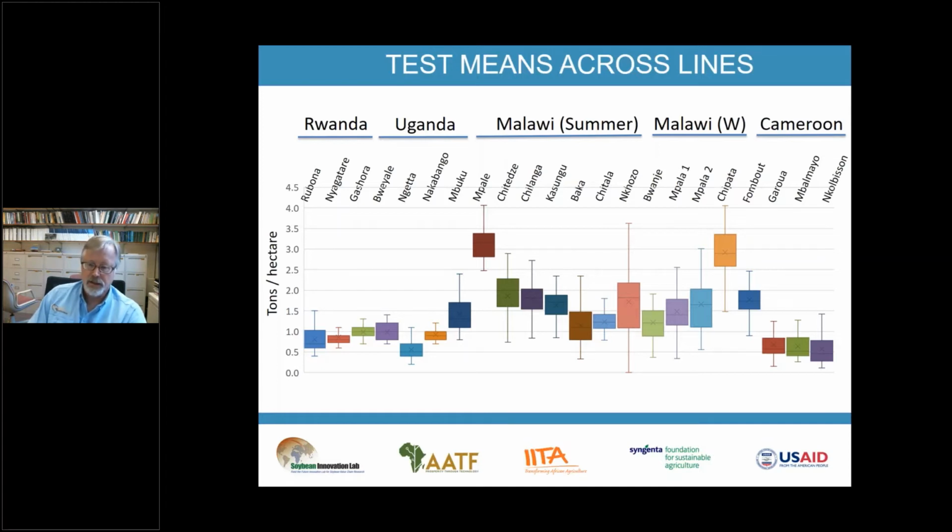What you can see is that the median yields for the different environments range generally from about 0.5 to 2 tons per hectare, with the highest yields in locations in Malawi and Zambia. We had individual lines within locations that had yields over 4 tons per hectare, which is very good yields. Within tests, the highest yielding lines typically yielded about 2 times greater than the lowest yielding lines. And this demonstrates how important it is for growers to identify the best variety to grow in these tests, because you can show that if you choose the variety correctly, you can get much higher yield than if you don't have the right variety.